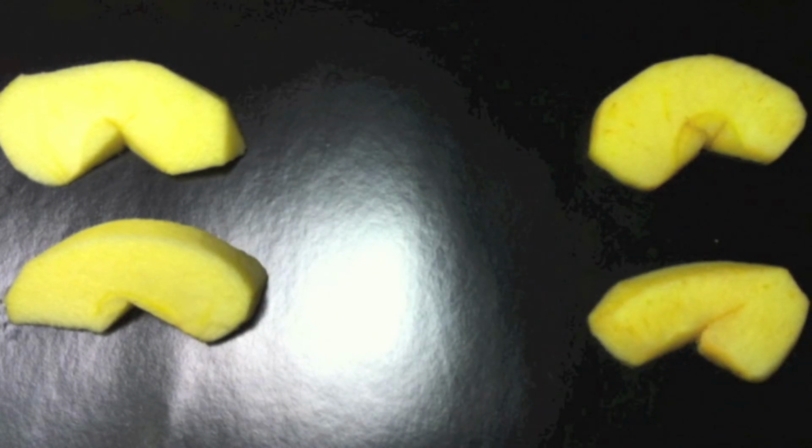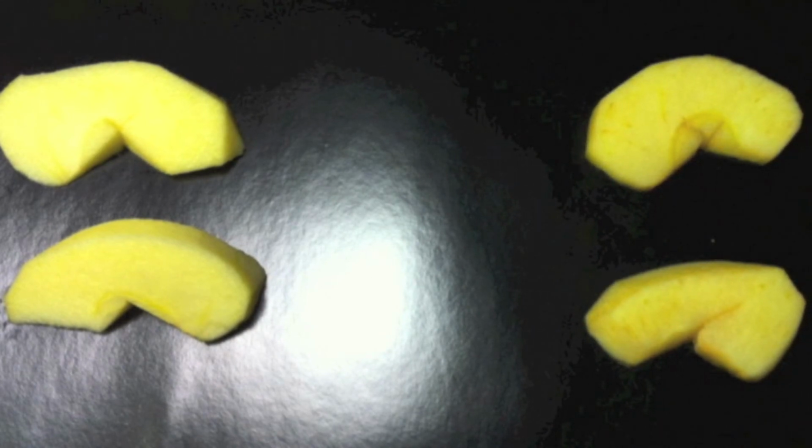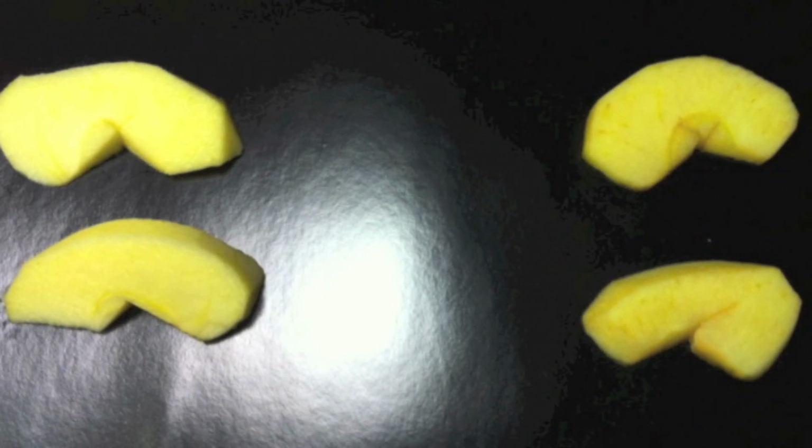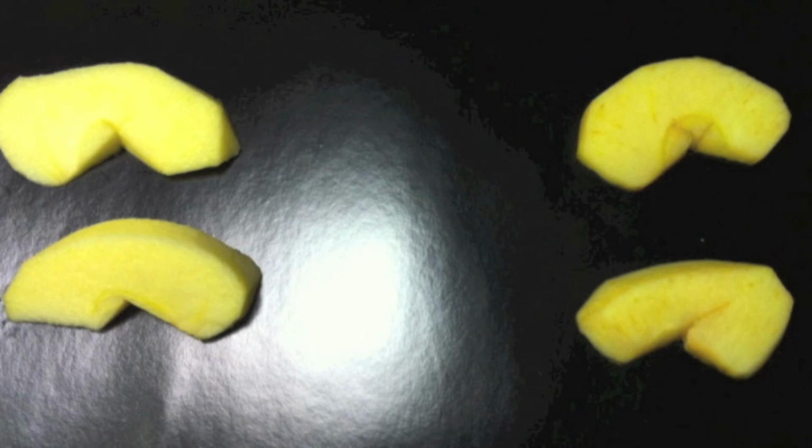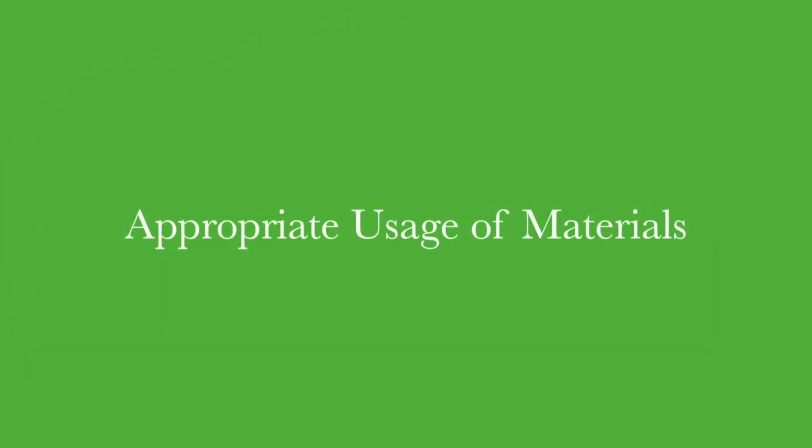After a few hours, the apple will turn brownish yellow due to the oxidation, where the unsaturated fatty acids of the apple react with the oxygen, and its flavor will change too. Therefore, we can observe a chemical property of the apple, which is oxidation, and after this process, there will be a lot of loss in nutrition. Now we're going to talk about the appropriate usage of materials based on a substance's physical and chemical properties.